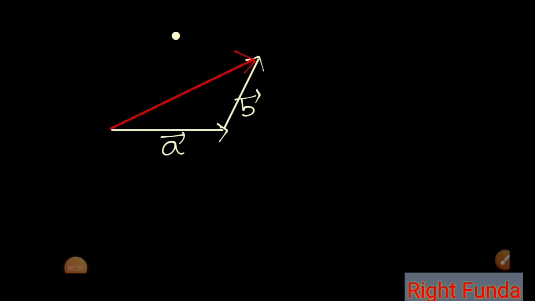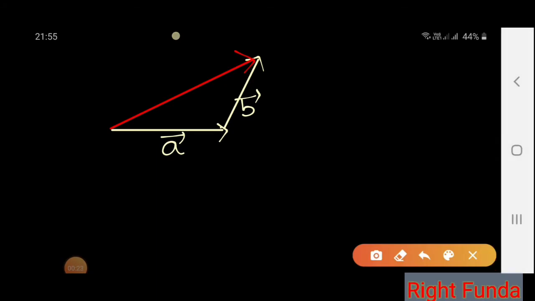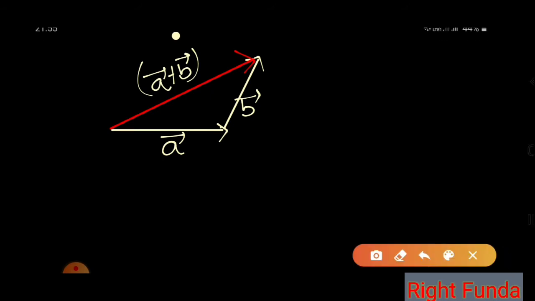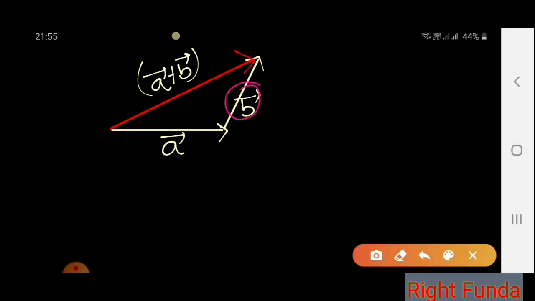So if A is this vector, B is this vector, then by the triangle law this vector is nothing but A vector plus B vector. So the magnitude of A, mod A, is proportional to this length, this length is proportional to mod B, and this length is proportional to the magnitude of A plus B.